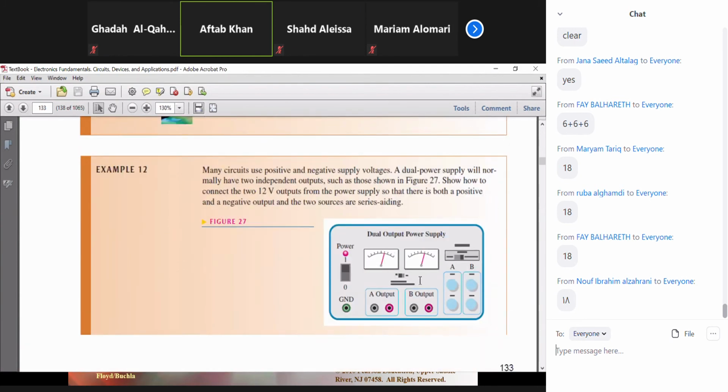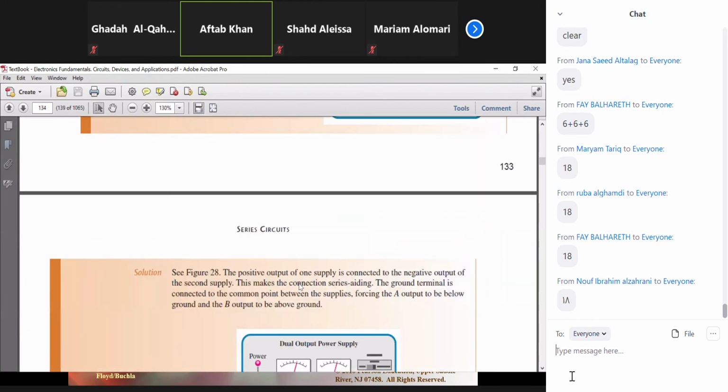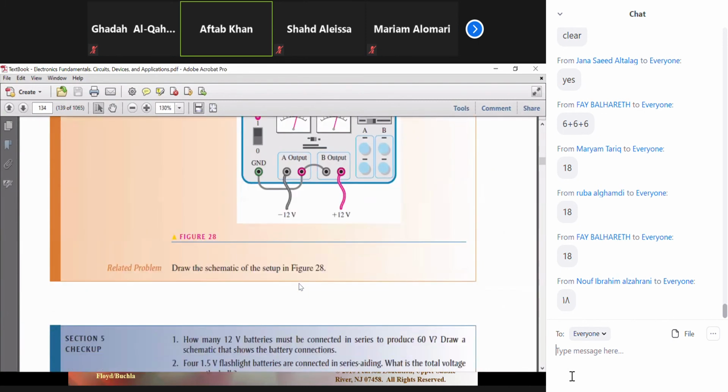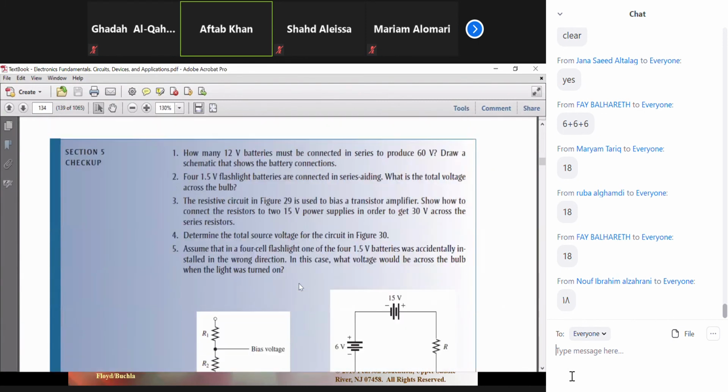So this is a power supply they are showing here. You will see more of these pictures in the theory. This is also an example. How many 12-volt batteries must be connected in series to produce 60 volts? Draw a schematic that shows the battery connections. So how many 12-volt batteries must be connected in series to produce 60 volts? What do you think?